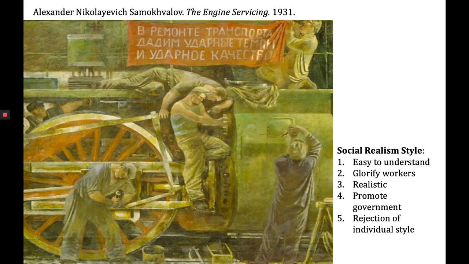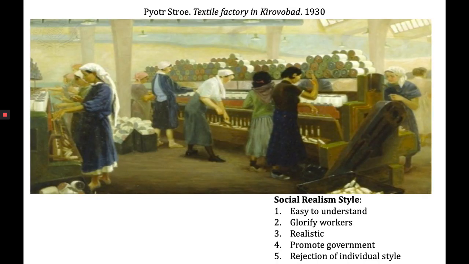Here's another one, the engine servicing. So again, focusing on communist principles, people working together, working in harmony. Everyone's in a collective effort. The emphasis here is on the train, which is bringing speed and travel and this progress to these far-reaching places, glorifying the workers, but also glorifying the government, which is causing this to happen. And it all looks quite similar, right? There's not really a big difference between a lot of these styles. This is a similar idea here, the textile factory, glorifying workers and what they do in the common day-to-day.